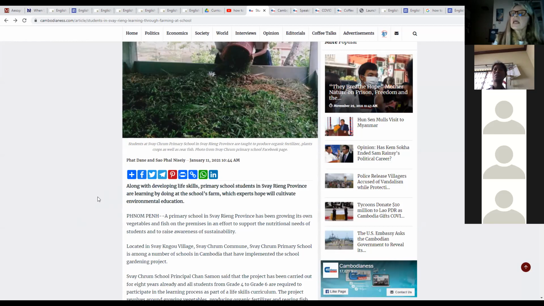Let's read it. Along with developing life skills, primary school students in Svay Rieng province are learning by doing at the school's farm, which experts hope will cultivate environmental education.